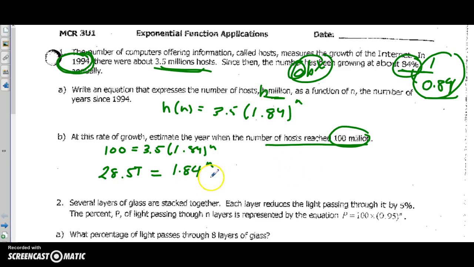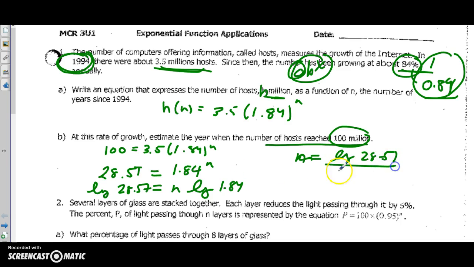You take the log of each side, so you end up with n log 1.84 equals log 28.57. I'll just keep going. N is equal to log 28.57 divided by log 1.84. Throw that in the calculator, and you get n is equal to 5.5. So 5.5 years from now, the base year was 1994, so you get to the year 1999 as your answer.